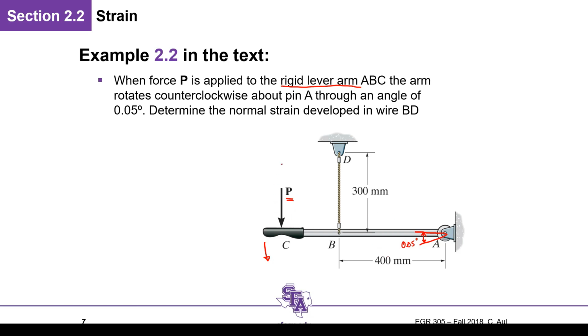And then it says determine the normal strain, so this is a normal strain problem, that is developed in wire BD. So it stands to reason if this thing is turning at an angle, now this is of course highly exaggerated, right, that this length of BD is going to increase, and it's going to increase by a very small value. This is a very small angle.